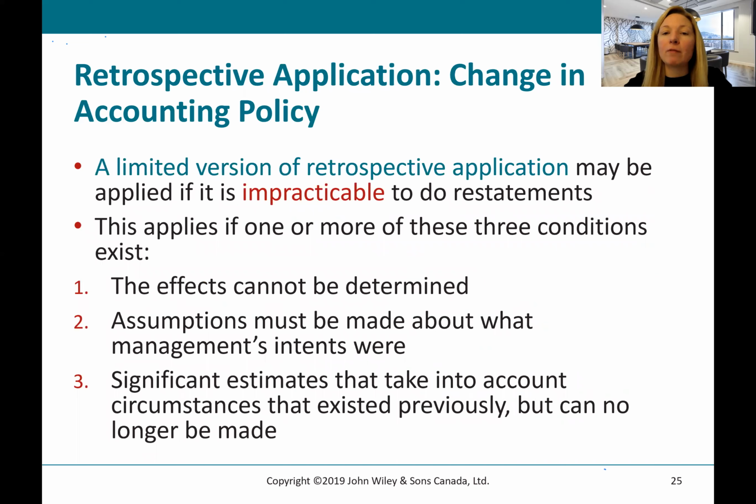A limited version of retrospective application may be applied only if it's impractical or impossible to do restatements, but it's very difficult to meet this criteria. You have to say you can't determine the effect, you don't know what the assumptions were about why management did that, and that there are significant estimates that take into account circumstances that existed previously, but that can no longer be made. In most of the textbook questions, we're not looking at any sort of limited version of retrospective application. It's just retrospective or prospective.